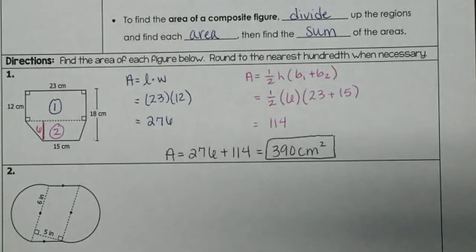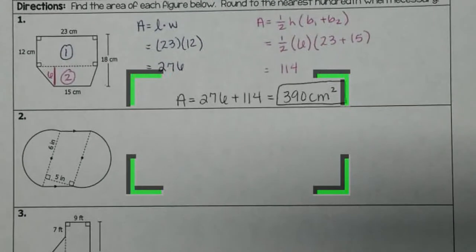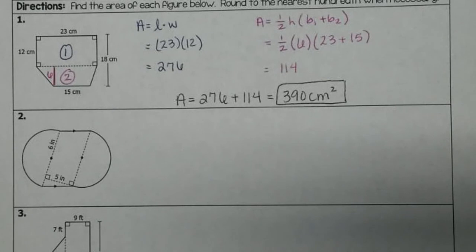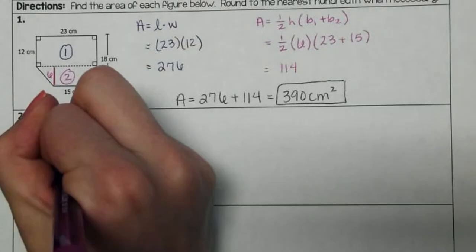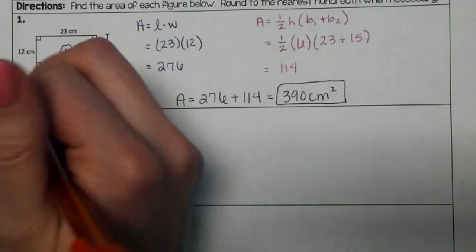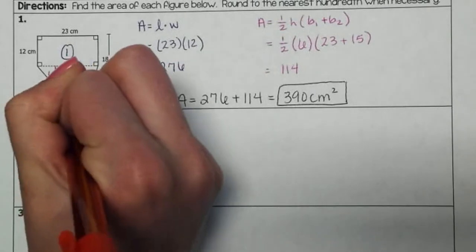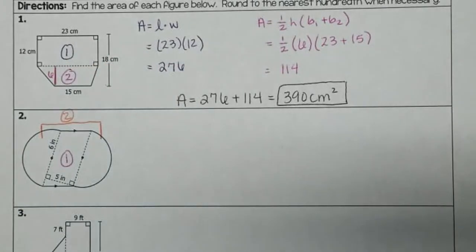Okay, so not too bad so far. Let's look at number 2. I'm going to count this right here as figure 1. And I'm going to count these figures together as figure 2. I'm going to calculate them together as one whole circle instead of 2 half circles.